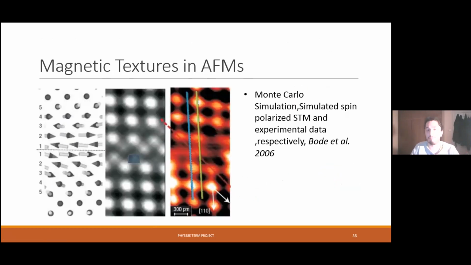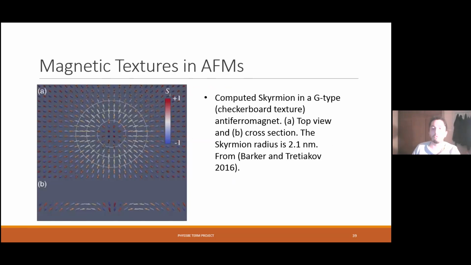And magnetic textures in AFMs also can be observed, which is in the picture. At the first one, black and white, we see a Monte Carlo simulation. It's simulated spins, as you see the directions. And the second one is simulated from STM data. And the third one is directly experimental STM data. So we can observe magnetic textures in AFMs too. It's a computed skyrmion in a G-type checkerboard texture antiferromagnet. Its top view and cross-section of the antiferromagnetic structure.